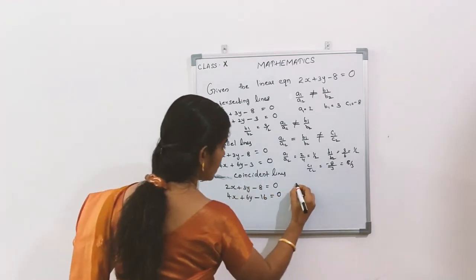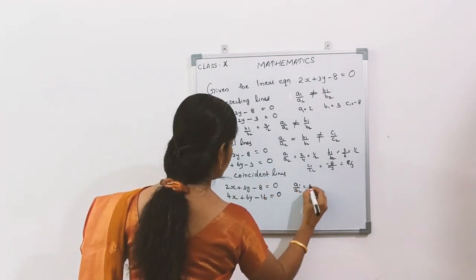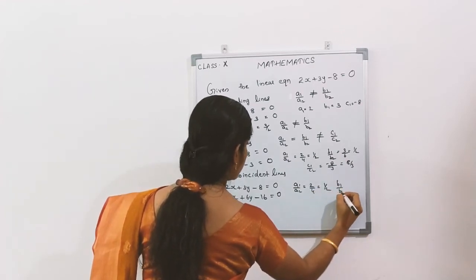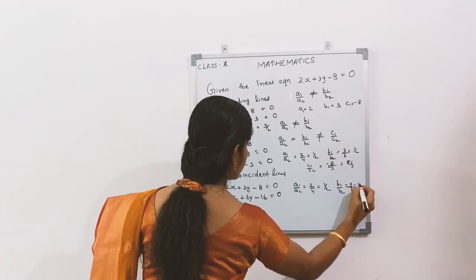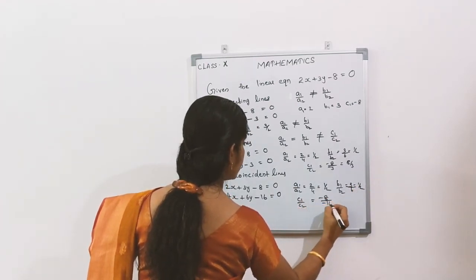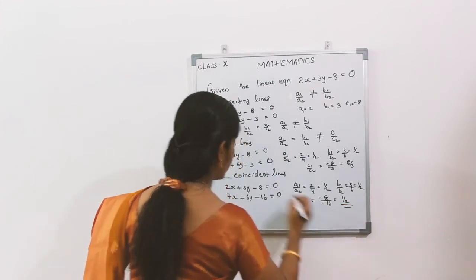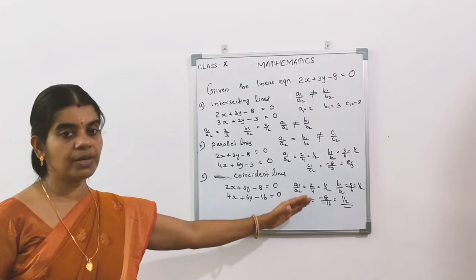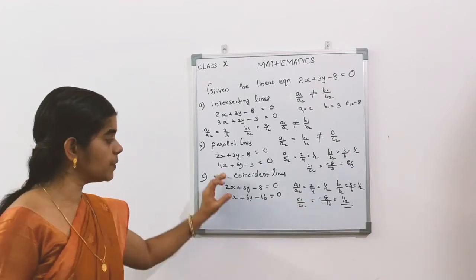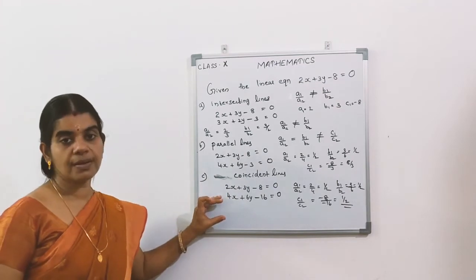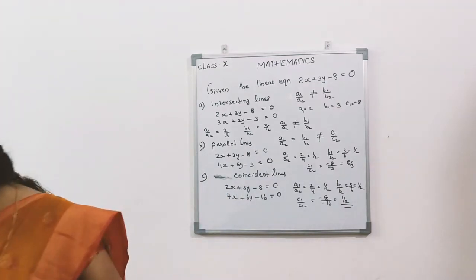Then just look, a1 by a2 equal to 2 by 4, that's equal to 1 by 2. b1 by b2 is equal to 3 by 6, that is equal to 1 by 2. c1 by c2 equal to minus 8 by minus 16, that also equal to 1 by 2. Now you got all this, a1 by a2 equal to b1 by b2 equal to c1 by c2. Therefore these two linear equations graph will be coincident line. Is it clear, dear students?